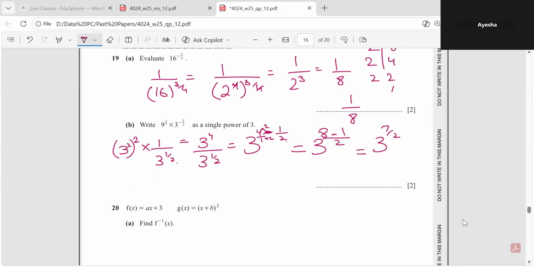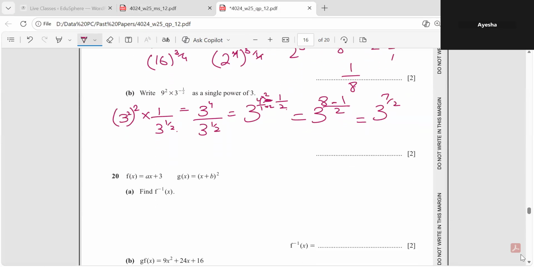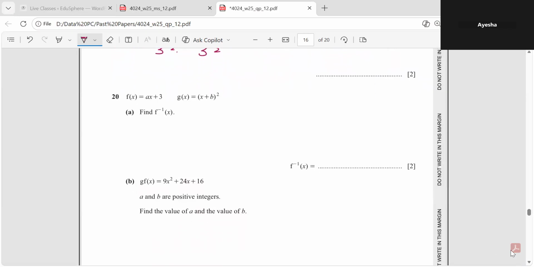Okay. Moving on to this one. This is a question of the function. Here we have to calculate the inverse function. So the inverse function is f of x is given as this one.